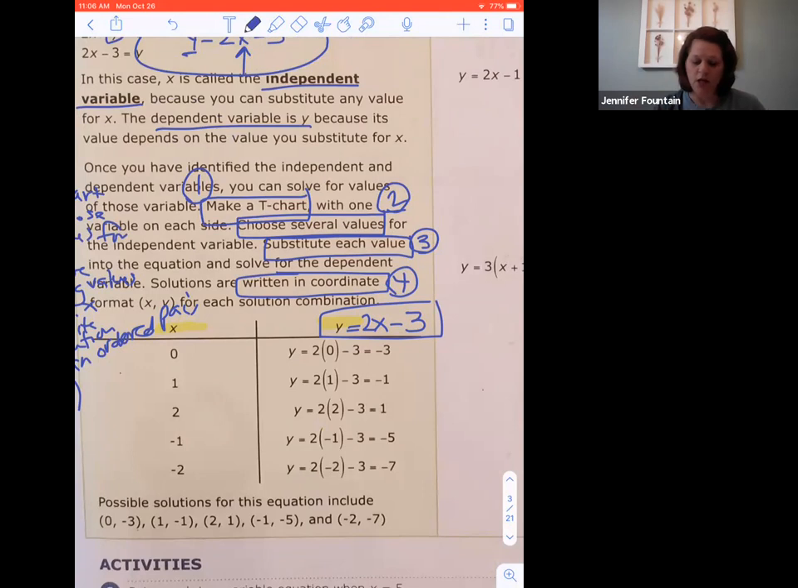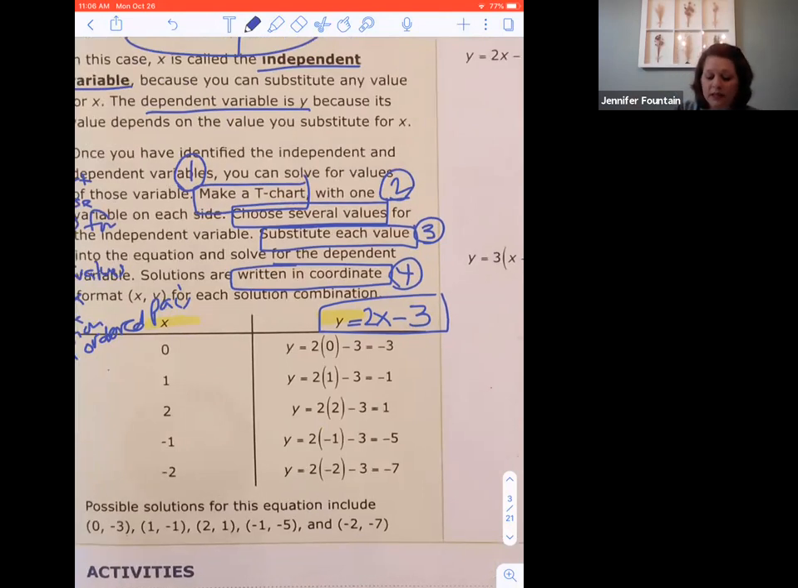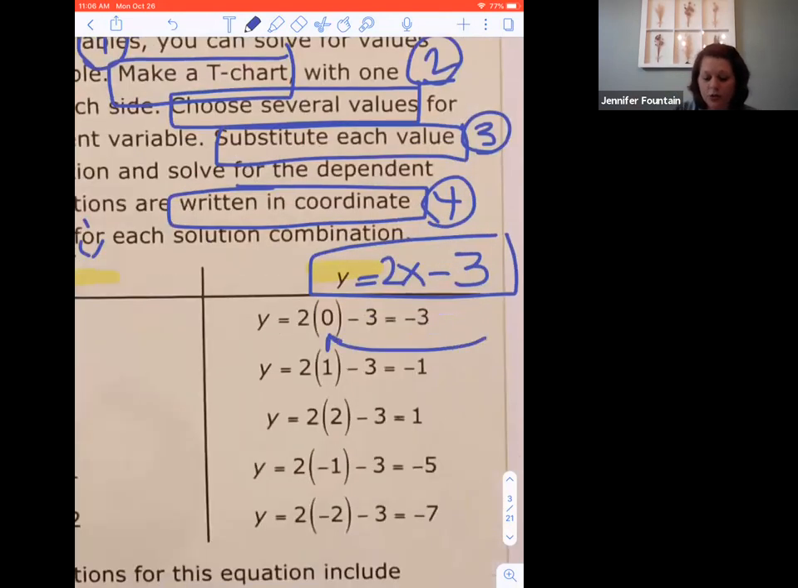Notice how they use their parentheses here. Okay, remember I told you that each time you're substituting a number for a variable, use those parentheses because you may have positives and you may have negatives.